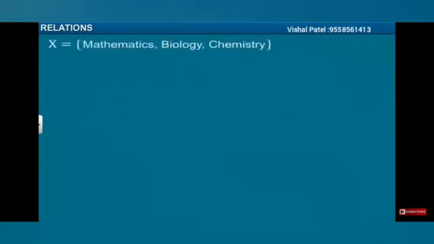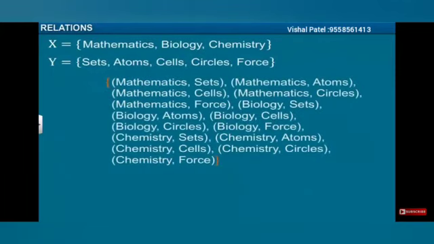Now another example. Let X is equal to {mathematics, biology, chemistry} and Y is equal to {set, atom, cell, circle, force}. So we have in X cross Y a total of 15 elements, total 15 ordered pairs, because n(X) is equal to 3 and n(Y) is equal to 5. So X cross Y is 3 cross 5, equal to total 15 elements like mathematics-set, mathematics-atom, mathematics-cell, mathematics-circle, mathematics-force and so on for biology and chemistry also. So total we have 15 relations.